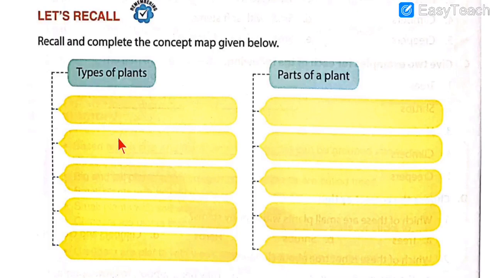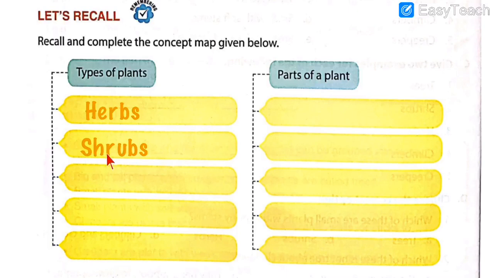Number 1, types of plants. Here we have to write any 5 types of plants. Here we have to write any 5 parts of a plant. First I will write down the types of plants for you one by one, and you will also write in your notebook. Number 1, herbs. Small plants with soft stems are called herbs.